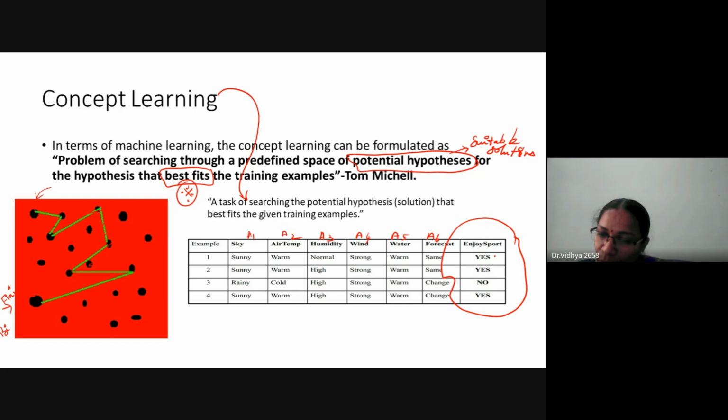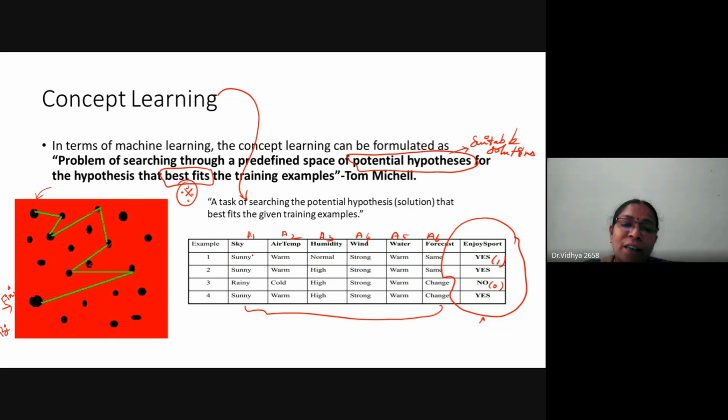If you say yes, it can be considered as 1; if you say no, it can be considered as 0. We are taking a decision based on the values of these 6 attributes. These 6 attributes are the input space, and this is the output space where we take a decision as yes or no. For example, some person X is willing to enjoy sports based on the climatic condition. The climatic condition is represented with 6 attributes: sky, air temperature, humidity, wind, water, and forecast.